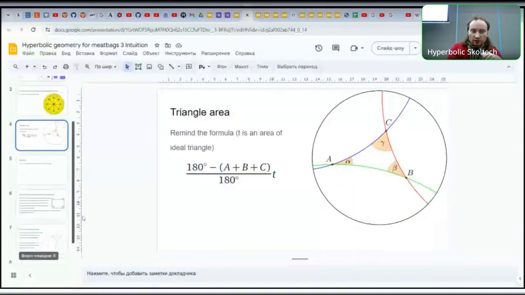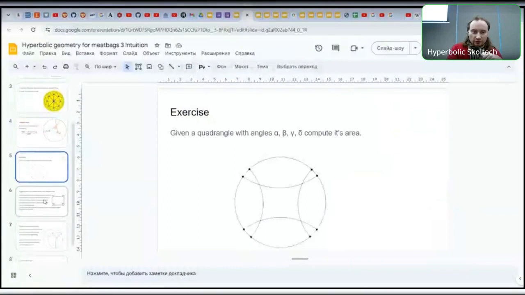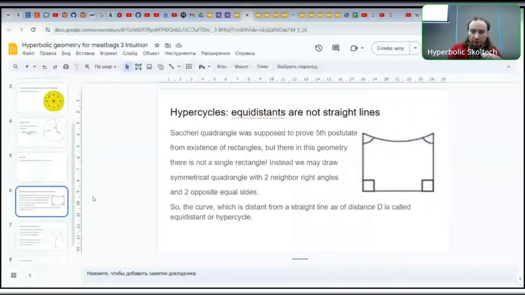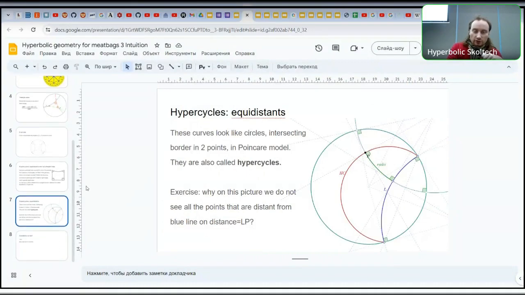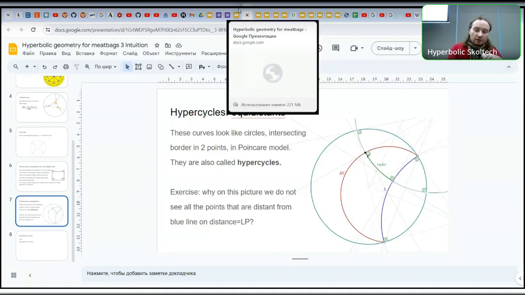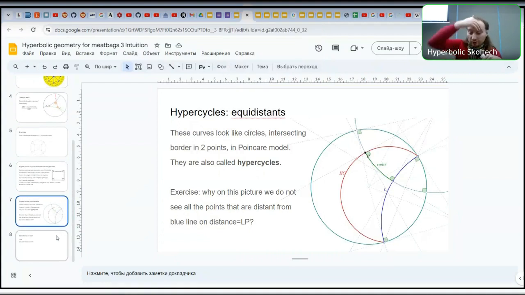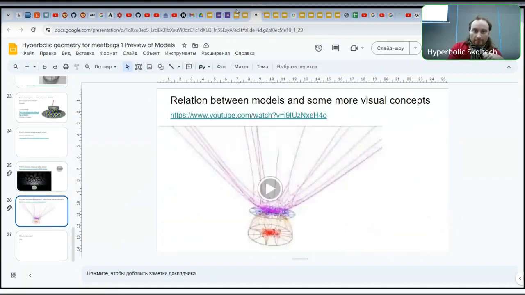So area is computed with angles. So no rectangles in this model. Well, there are some artifacts like hypercycles. Those are equidistant curves in this model, which in Euclidean geometry are just lines, and here they are somewhat different. In this Poincaré model, it looks like a circle non-orthogonal to the boundary.